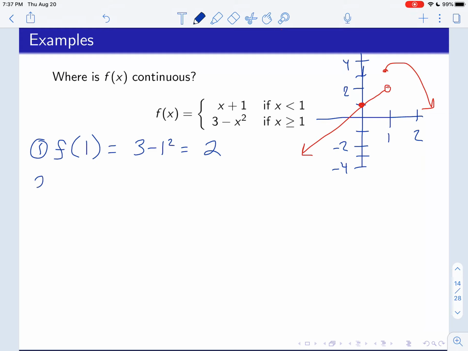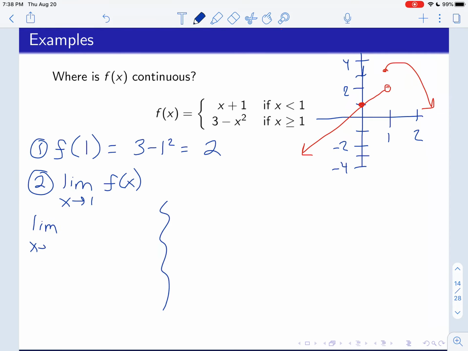Okay. Well, then we need to know about the limit as x approaches 1 of f of x. So thinking back to section 1.4, the way we did a limit of a piecewise function was we did the two sides separately. So I'm going to need to do the limit as x approaches 1 from the left and the limit as x approaches 1 from the right before I can tell you what my final answer for the regular limit is.